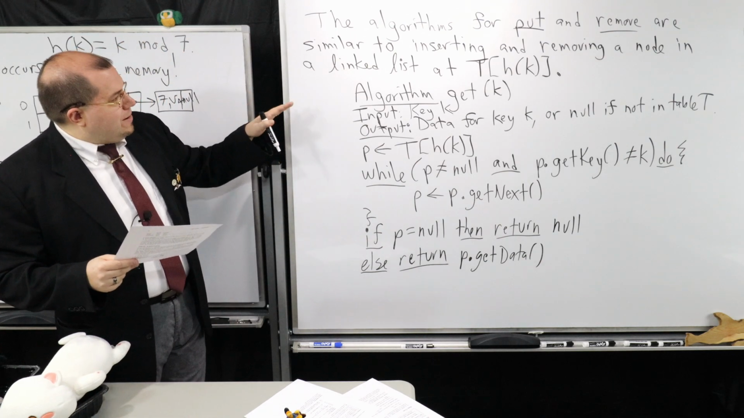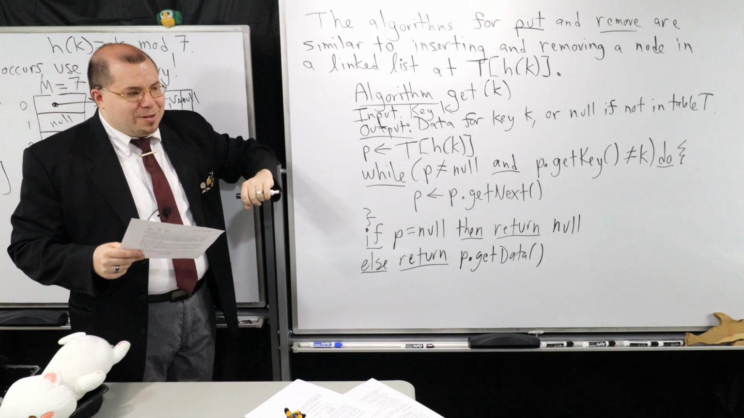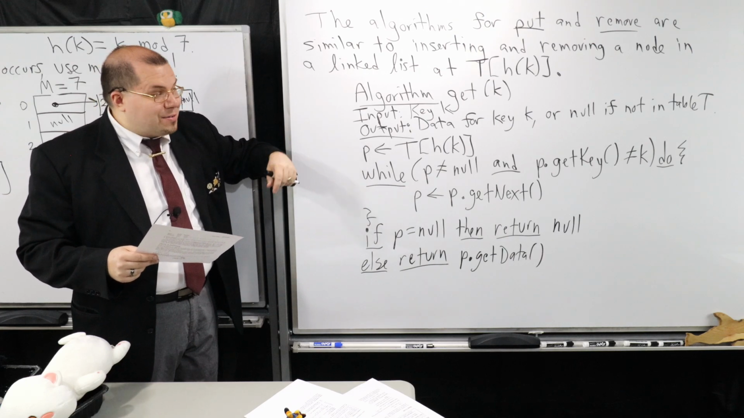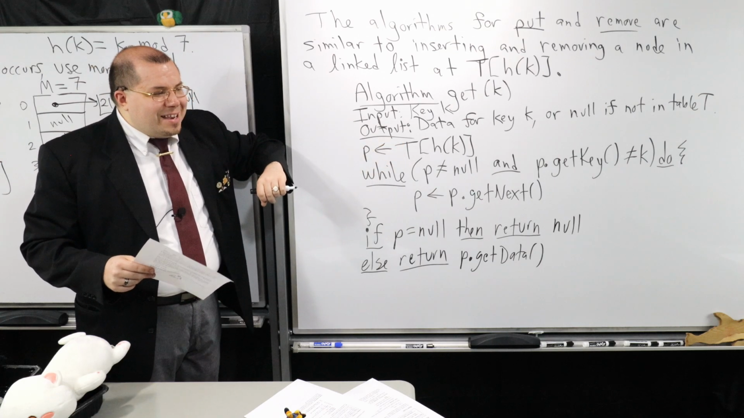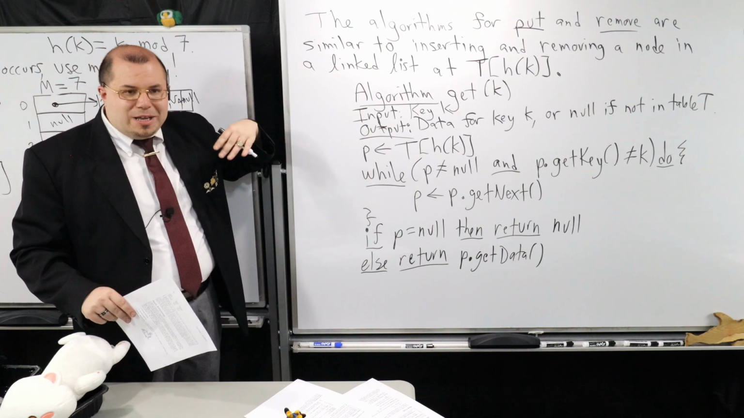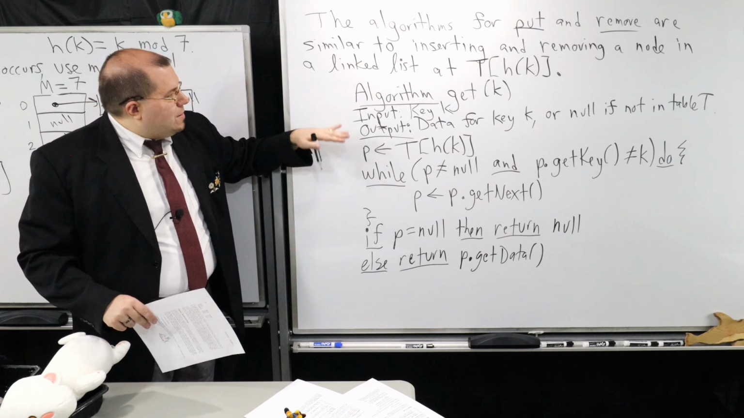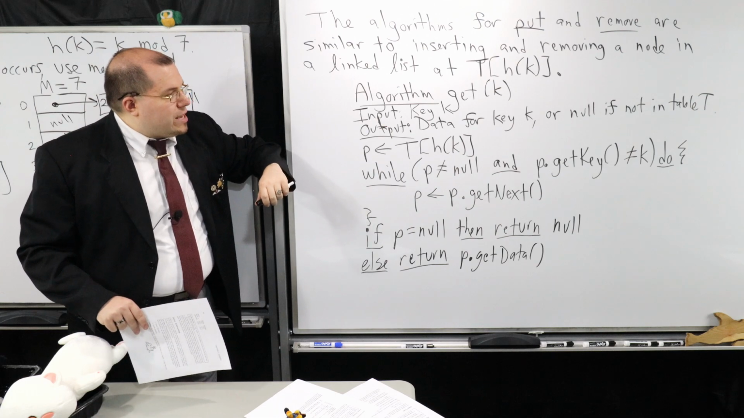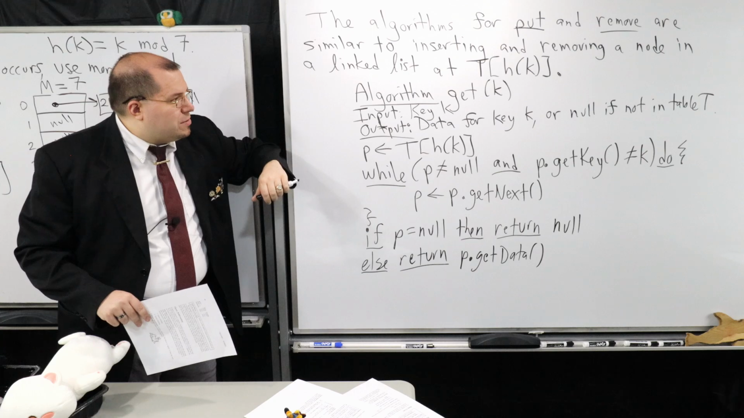So anyways, remember, the whole idea is we index into this table at a given spot that's given to us by the hash function. You'll find that most of these algorithms begin by just figuring out which index we use. In this case, I'm getting the pointer to what would be akin to the head of the linked list. So here's the get algorithm. I give you a key k, and it gives me back the data for key k, or null if this record doesn't exist in the table.